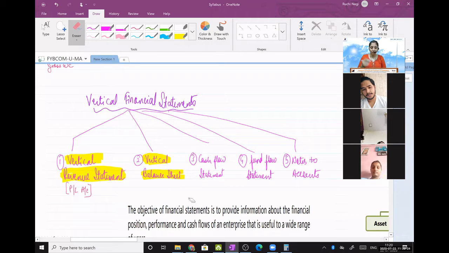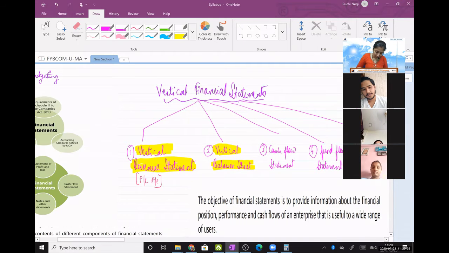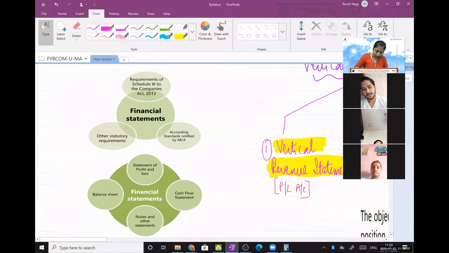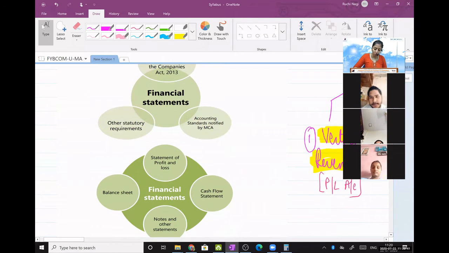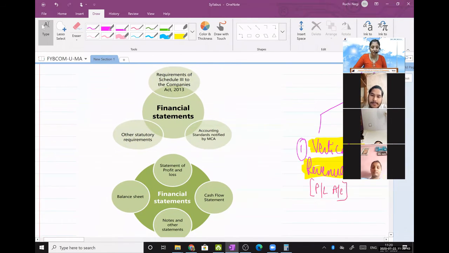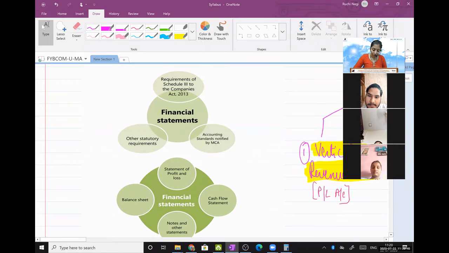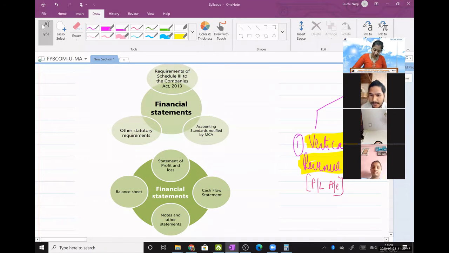Anyways, you will learn it here also till your BCom. But when you practically go and do your job, these are the things you should know to prepare. So look at this. Requirements of Schedule 3 to the Companies Act 2013. Now no more the 1956 Companies Act is there. It has been changed to the Companies Act 2013. I hope you all know about this.